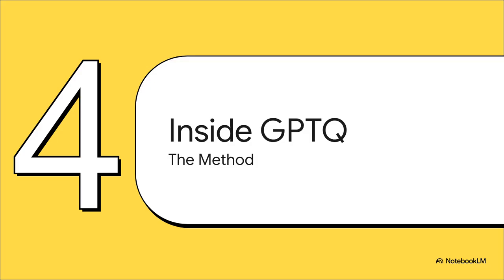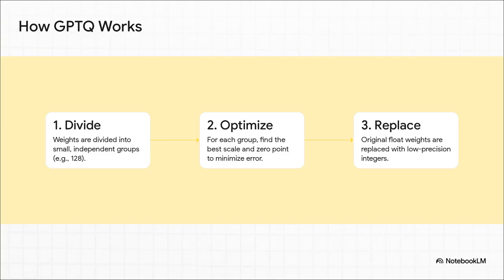So now that we've seen the code, let's pop the hood and take a closer look at what's actually happening inside the GPTQ method itself. This is where things get really clever. What makes GPTQ so smart is that it doesn't just crudely convert the whole model at once. No. First, it divides all the weights into these small independent groups. Then, for each of those tiny groups, it calculates the perfect conversion formula to minimize any loss of information. It's this super precise group-by-group optimization that lets GPTQ preserve so much of the model's original intelligence.